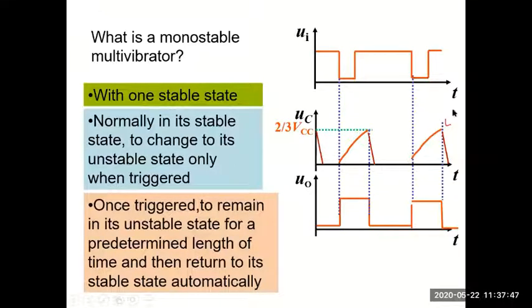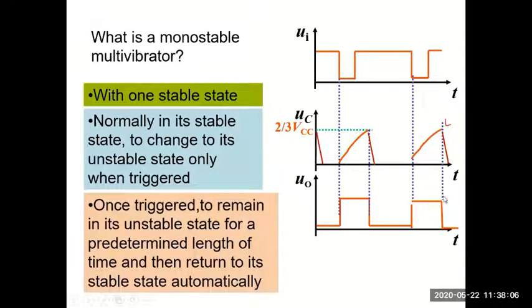So again you can see here, this cycle will repeat itself. Output will normally remain in 0 state as long as the input trigger pulse is high. When the trigger goes below 1 by 3 VCC, output will change from low to high.